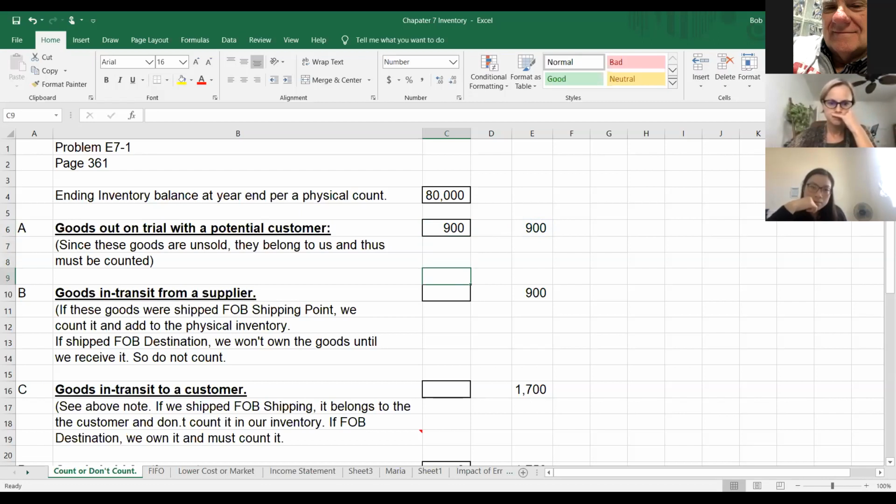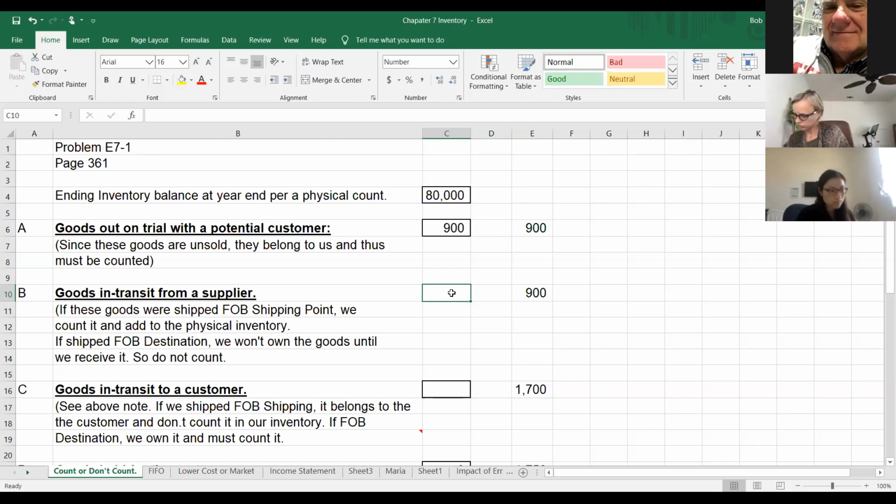Now, goods in transit. From what I can see in your book, I don't see them talking about FOB at all. FOB shipping points. Oh boy, freight on board. Let me talk about it a little bit. Free on board, freight on board, shipping point, FOB shipping point, and then there's FOB destination. Freight on board is the point in time where title passes from the seller to the buyer.